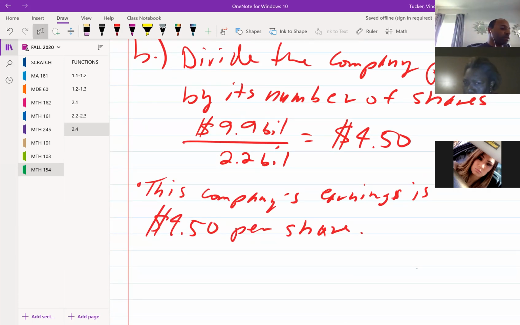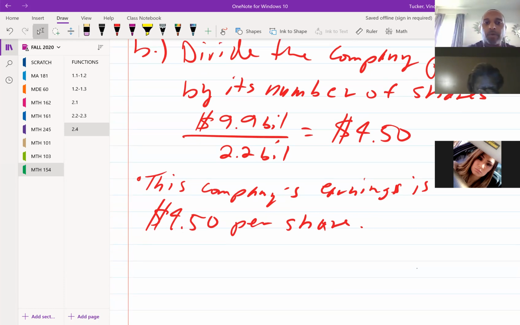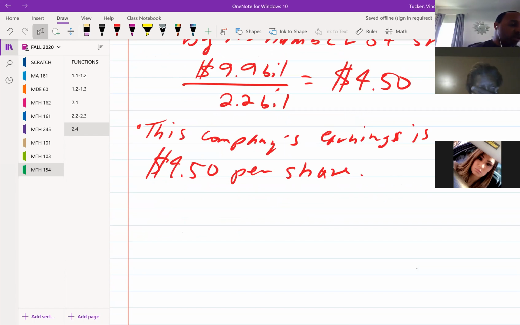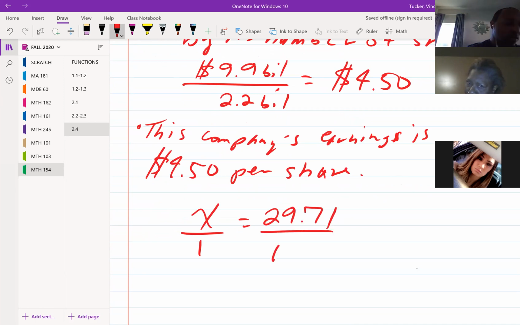Before I go any further, make sure we're good with that. And now we can do what we did in the last one, wherein you can just set it up this way. And that 29.71 came from B's problem.